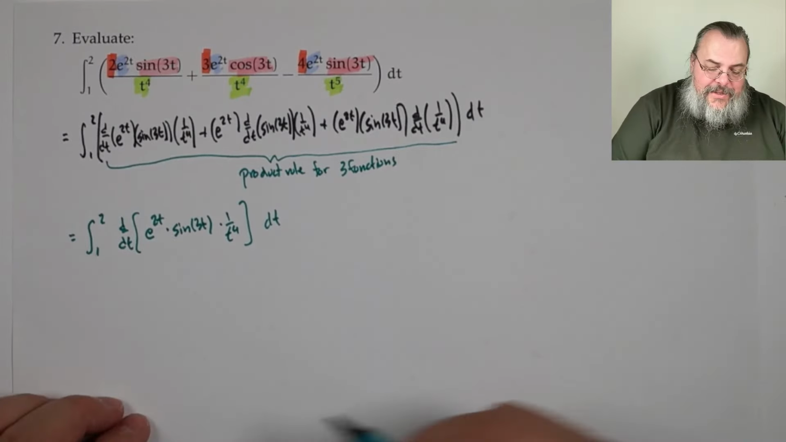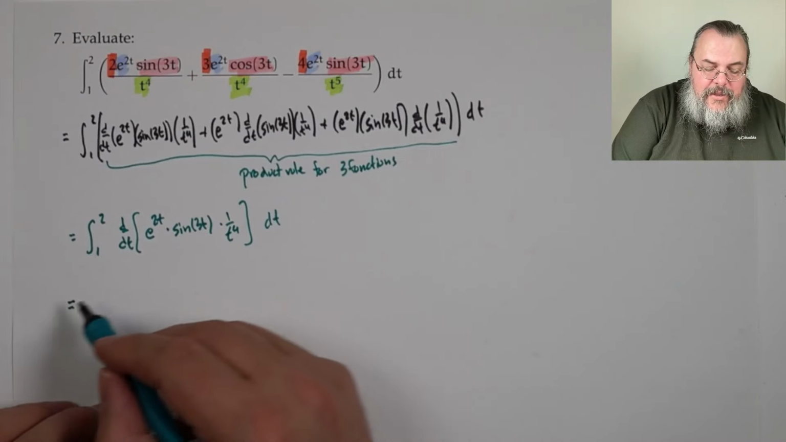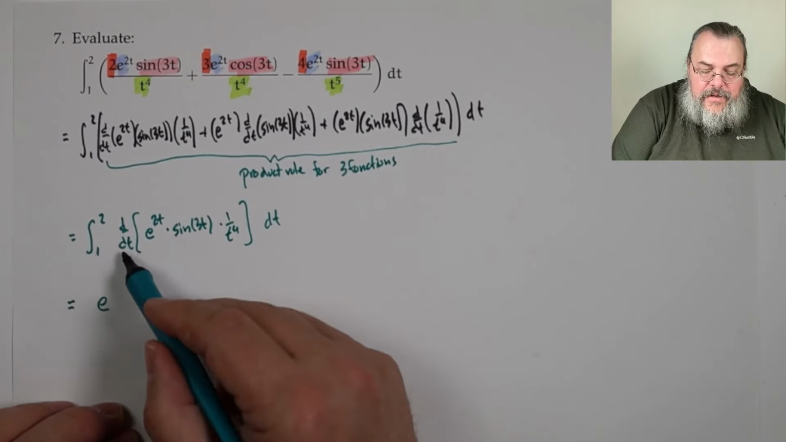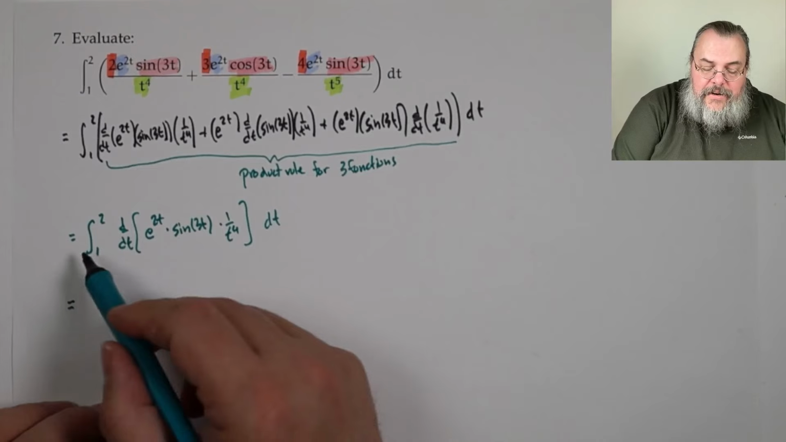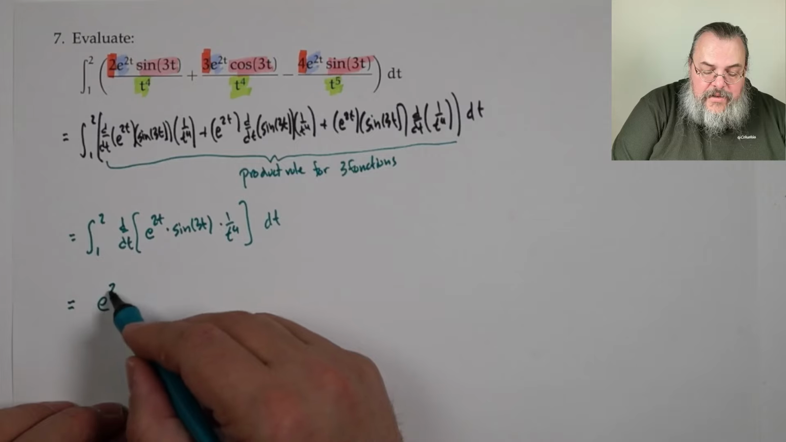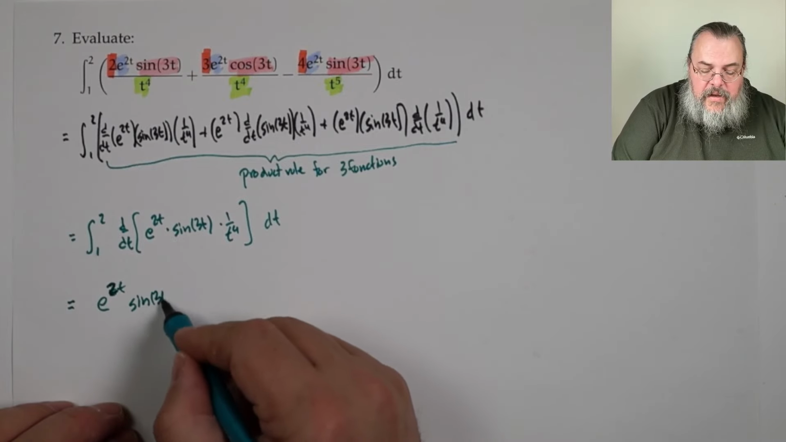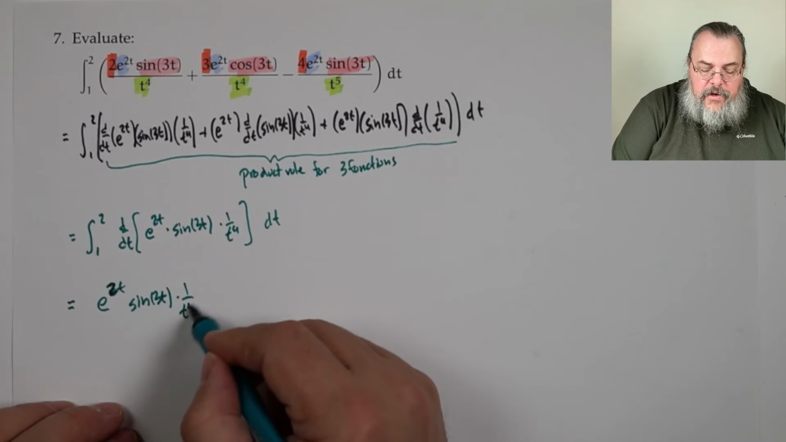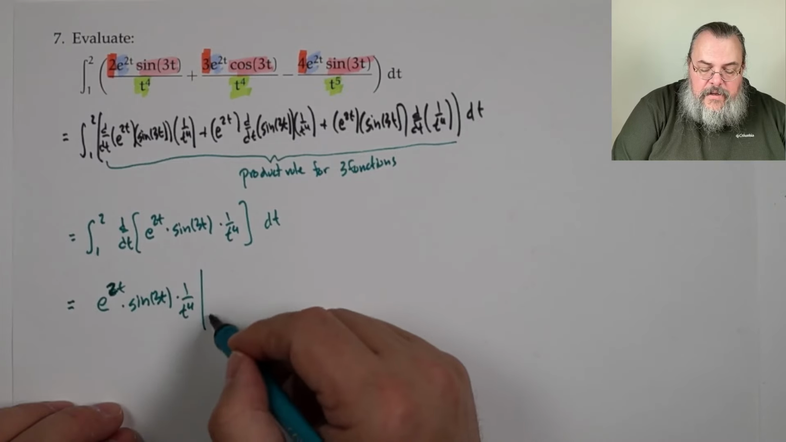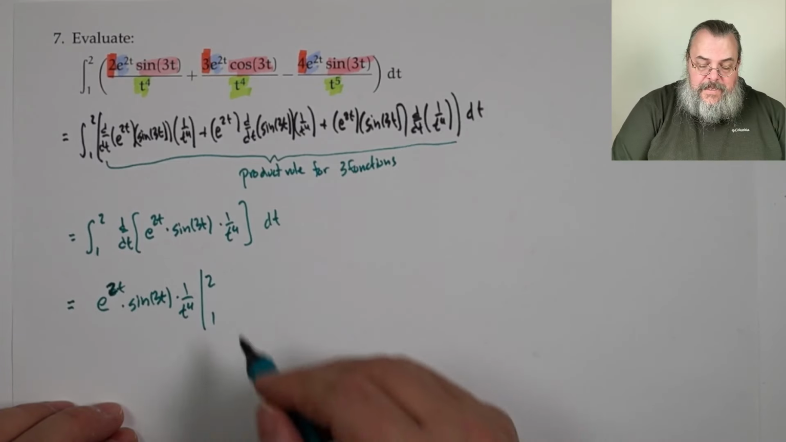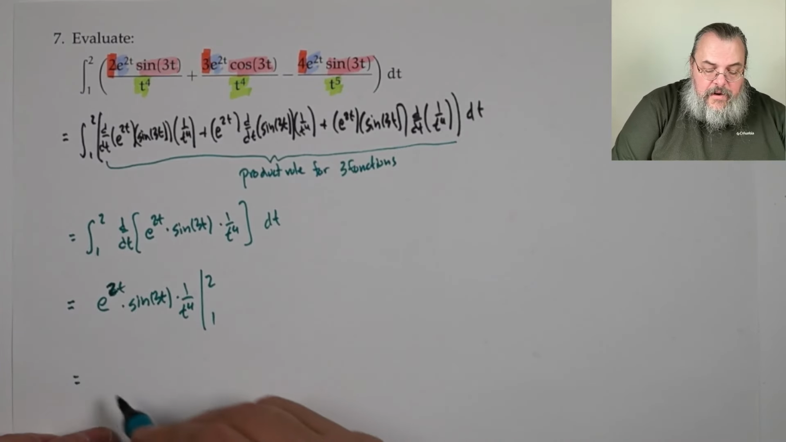Fundamental theorem of calculus says, hey, this is what? It's the derivative of a function, then you integrate, it's the function. So e to the 2t, sine of 3t, 1 over t to the fourth, evaluate 2 to 1, which gives us our answer.